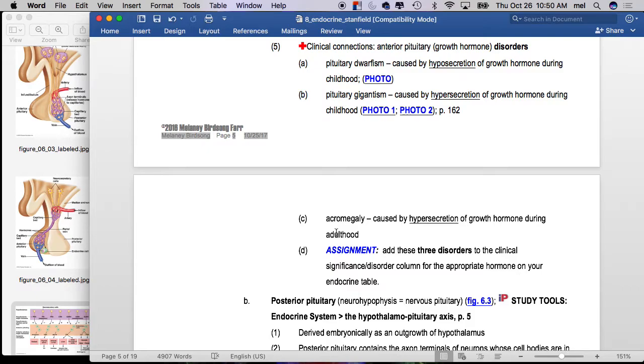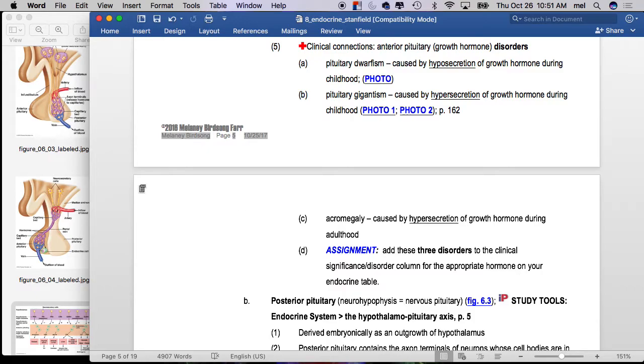Now, after your epiphyseal plates close, which happens after puberty, you're not going to get any taller, right? But you can continue to get thicker. Your bones can get thicker. So if you have a hypersecretion of growth hormone after your epiphyseal plates are closed, you're not going to get any taller, but your bones are going to continue getting thicker, and that's called acromegaly. So let me show you pictures of all three.